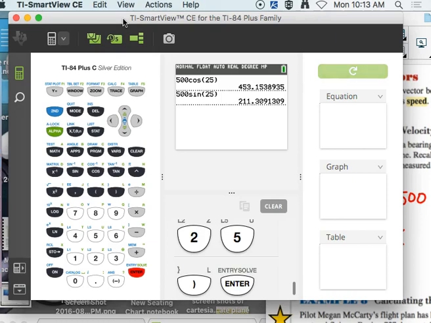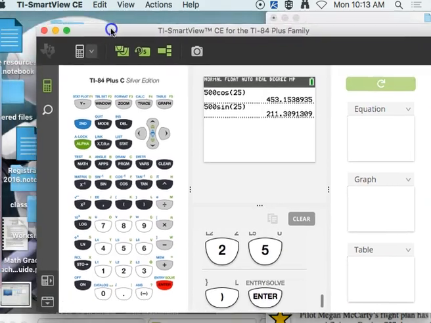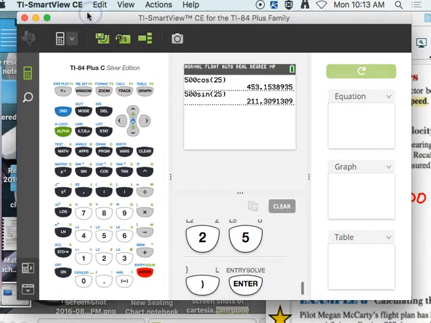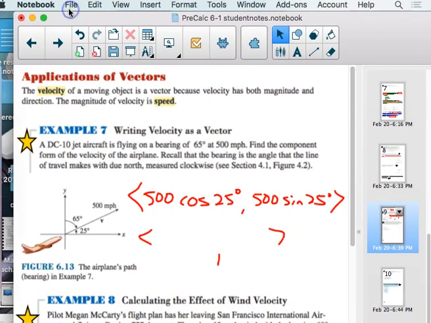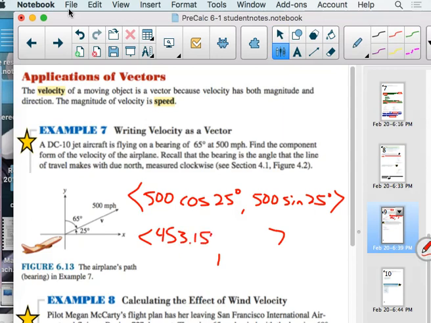All right, everybody's getting the same thing? Good. So we don't have any sitting in radian mode out there. So to our 3 decimal places, we had 453.154 and 211.309.